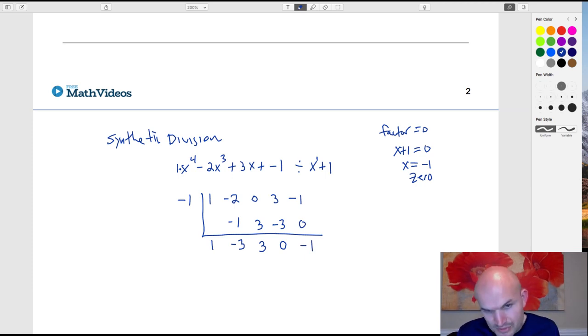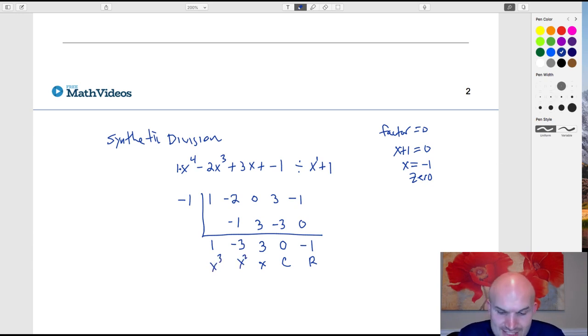Regardless of what your answer is, the way we like to work this is your last answer is always your remainder. Since this is not 0, that tells us that x plus 1 does not evenly divide into this polynomial. This is going to be your constant term. This is the coefficient of your linear term, the coefficient of your quadratic, and the coefficient of your cubic term.